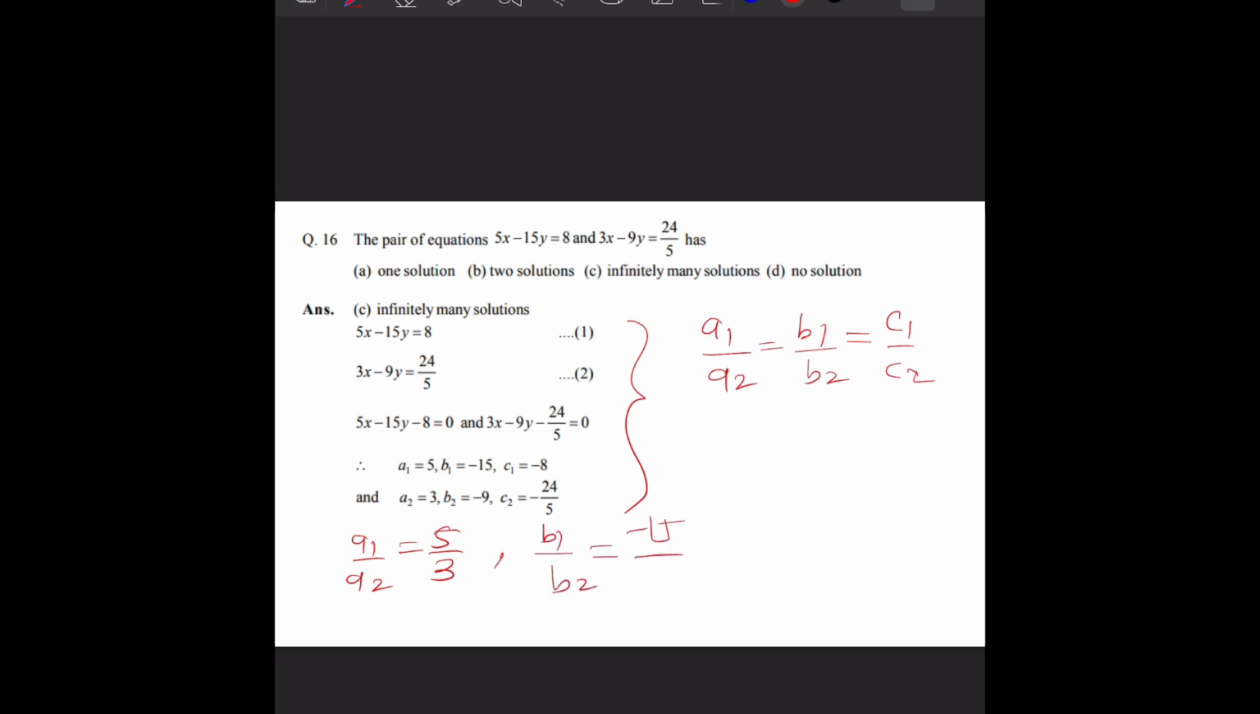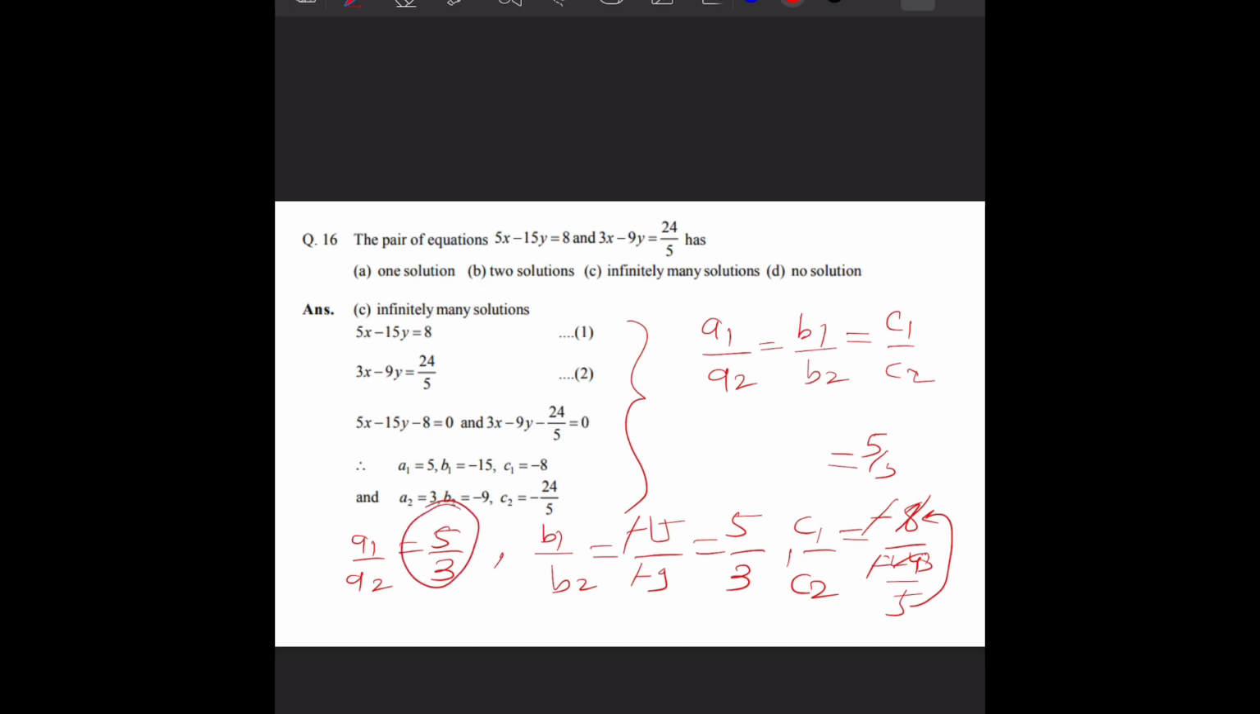Minus 15 upon minus 9. Minus minus cancel. 3 5s are and 3 3s are. Next, C1 upon C2. What is C1 upon C2? Minus 8 upon minus 24 by 5. Minus minus cancel, 8 3s are, and this 5 goes up. What do we get? 5 by 3.